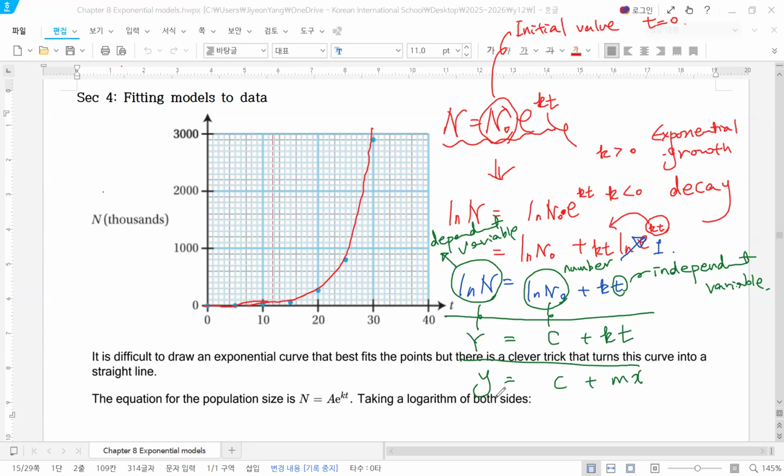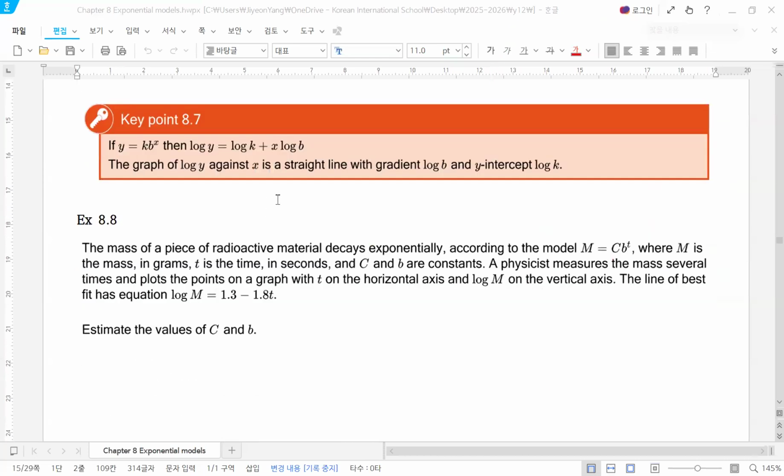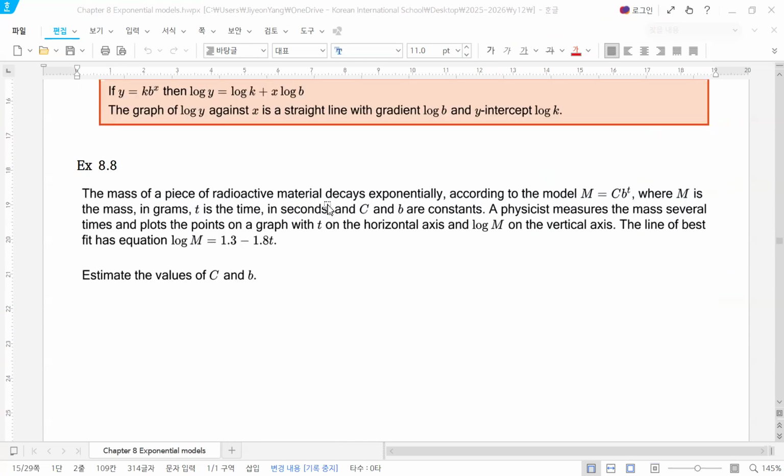Okay. Then a straight line graph is very easy to treat when we solve questions or when you interpret models. That's why mathematicians invented logarithms, to interpret it as a straight line graph, because we all know that addition is easier to treat than multiplication. So example 8.8.